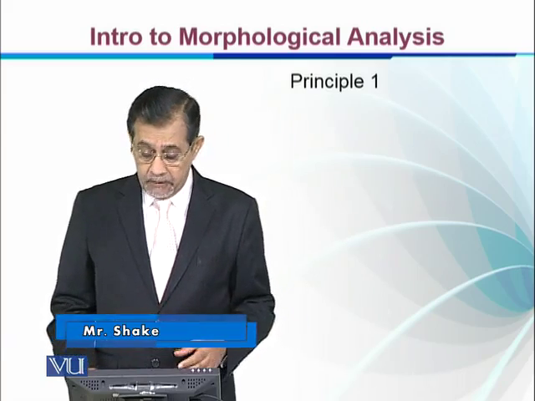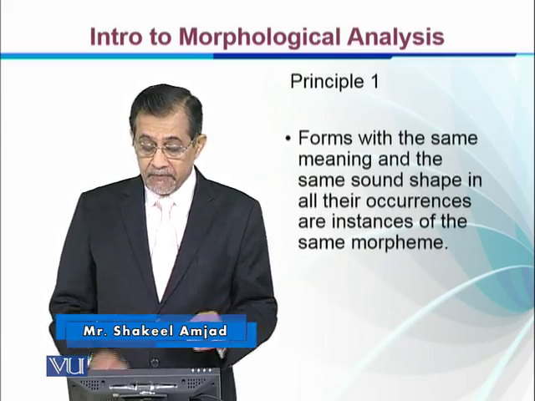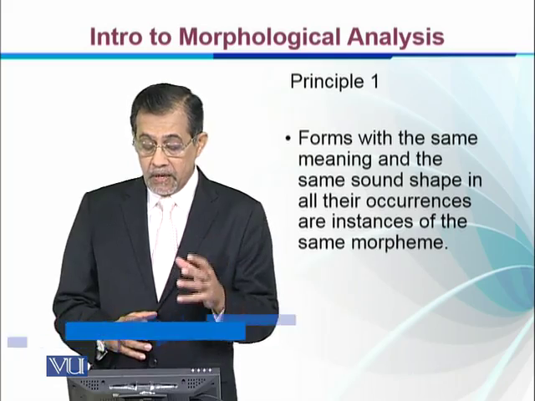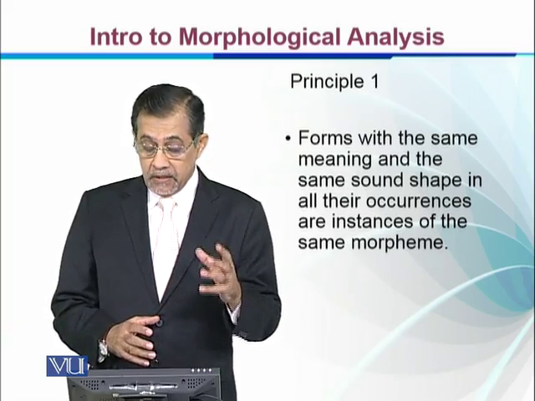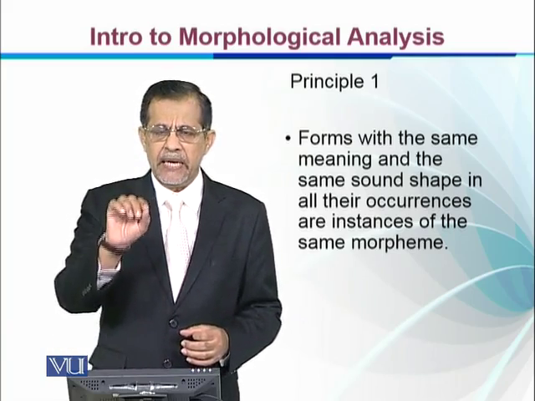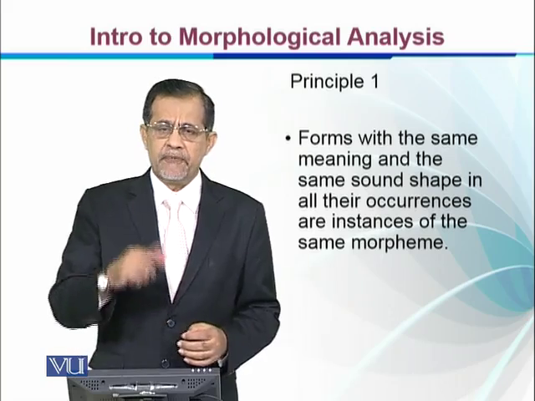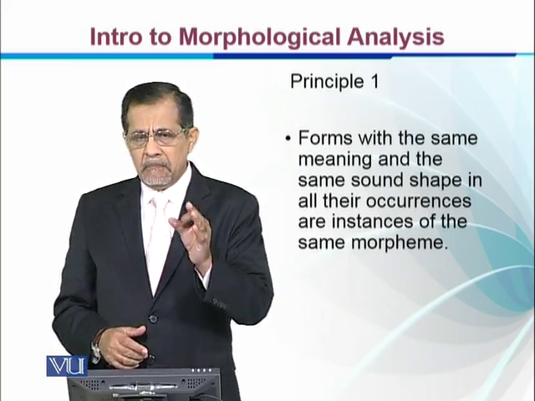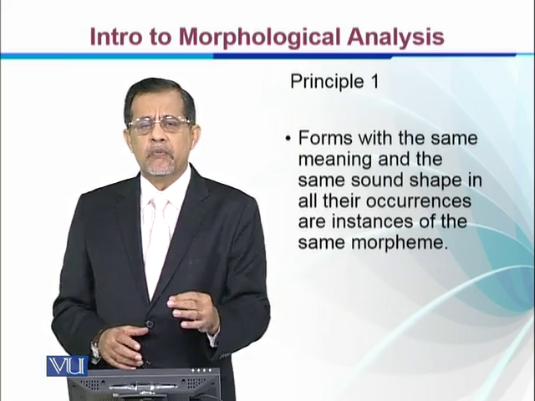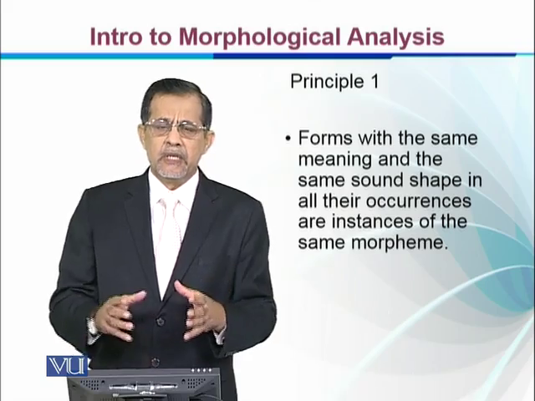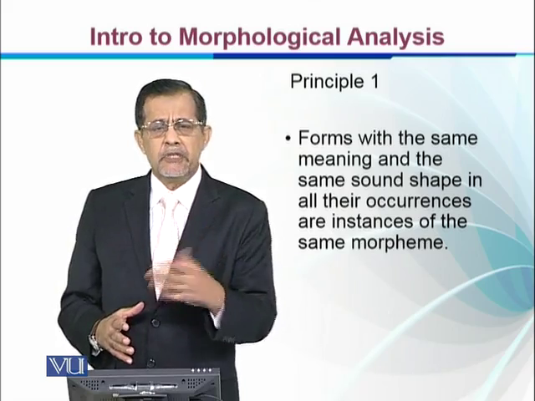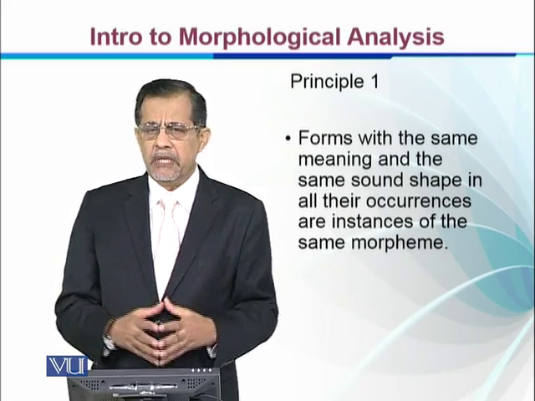job, right? The principle one is: forms with the same meaning and the same sound shape in all their occurrences are instances of the same morpheme. For example, let's take the morpheme -ing that we generally put after a verb. If you look at the meaning of the morpheme, it remains constant in all the words that it is attached with. Similarly, if you take a plural morpheme, it will give the same meaning to a noun whenever we find it.